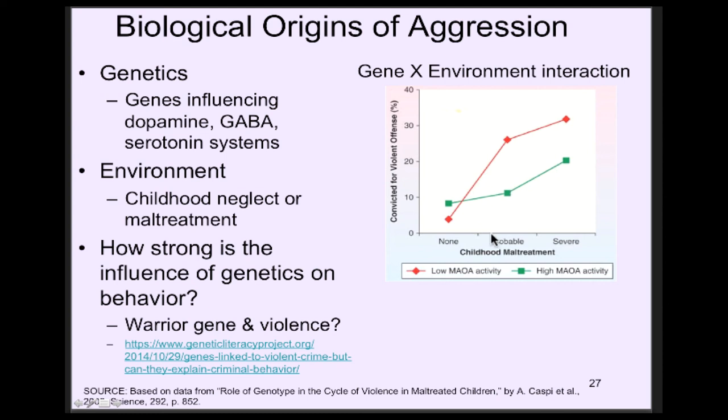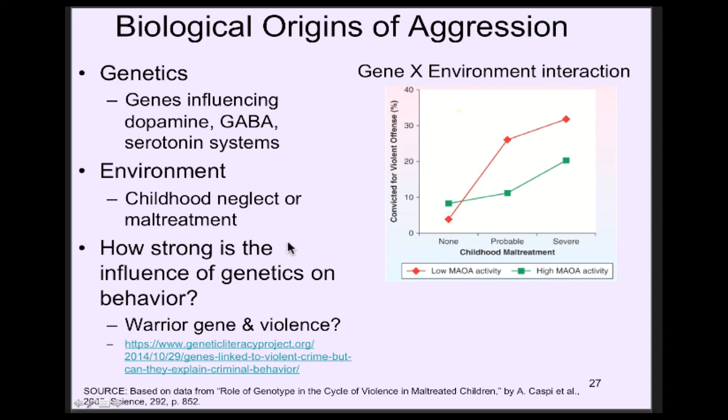So childhood maltreatment does increase the likelihood of violent offenses, and that increase is greater in those with this genetic profile. But look what happens again. Is there any effect of the gene when there's a lack of childhood maltreatment? No. So this is, again, a gene and environment interaction. We need both. We need the gene to be there as well as the environment to provide the combination of factors that lead to an increased risk of violent offense.